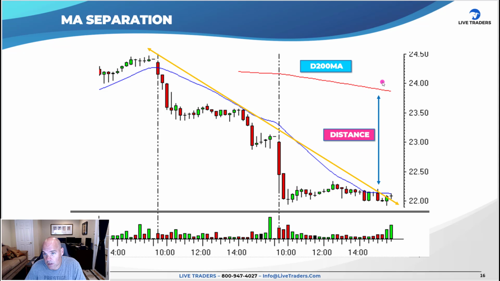But look at the distance. Look at the acceleration between the 200 and the 20. Big time acceleration here. Bottoming tails, volume spikes without lower price. Do you guys remember when we talk about breakouts and breakdowns? We talk about two things. We talk about price tells us what is happening, and volume tells us how it's happening, right?